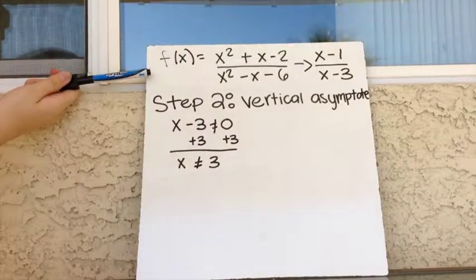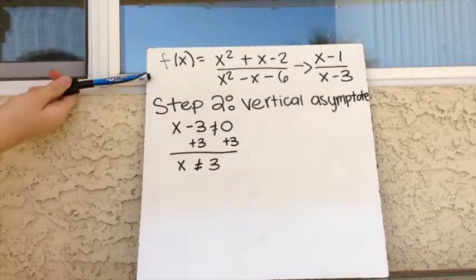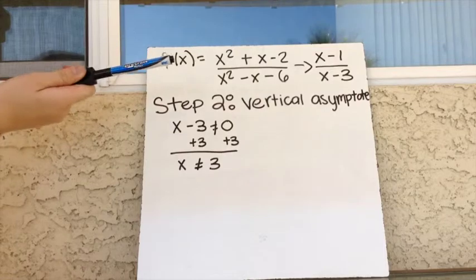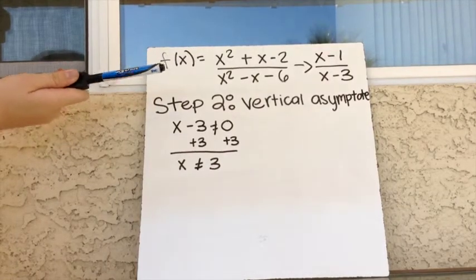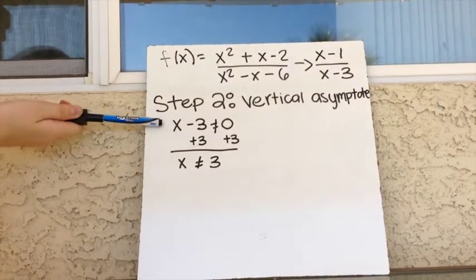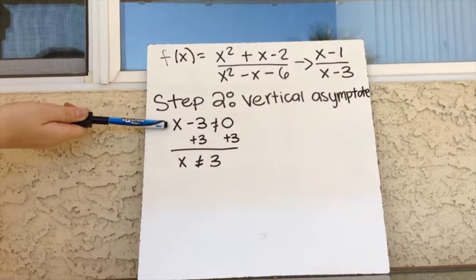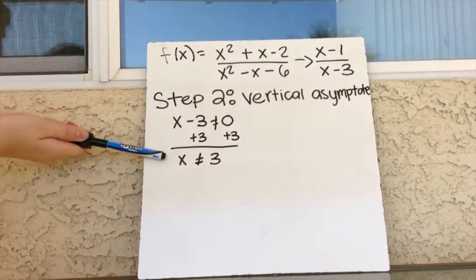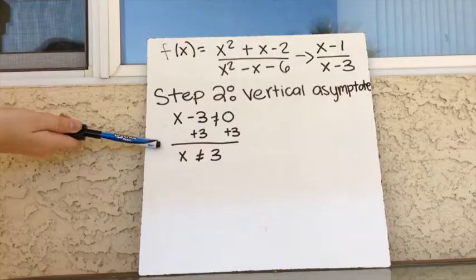Okay, so for step 2, we're going to find the vertical asymptote. And to do this, you take the reduced denominator, which is x minus 3, and set it not equal to 0, and then you're going to add 3 to both sides. And you'll get x cannot equal 3 for your vertical asymptote.